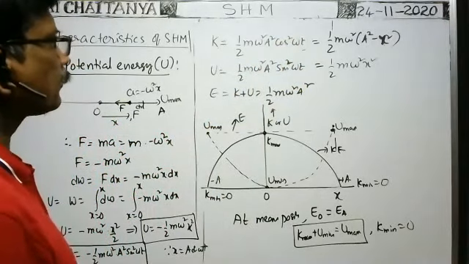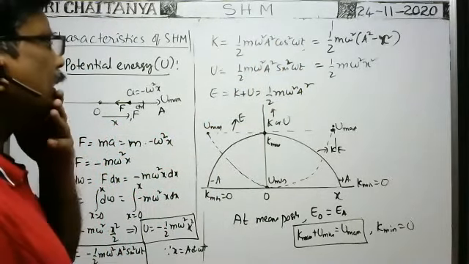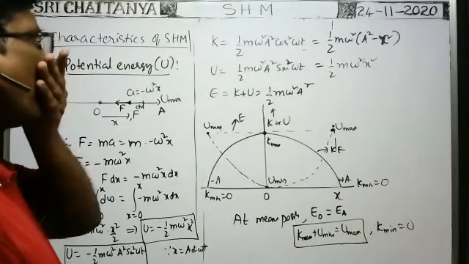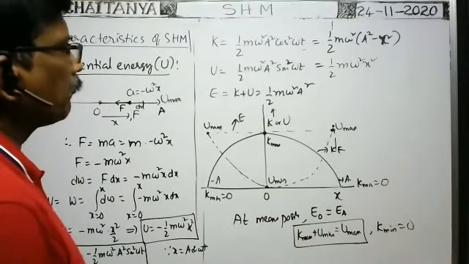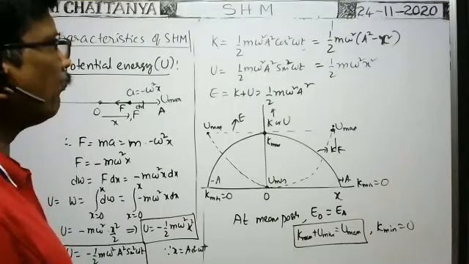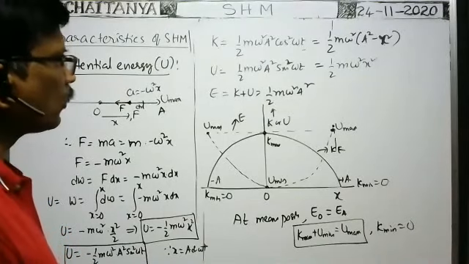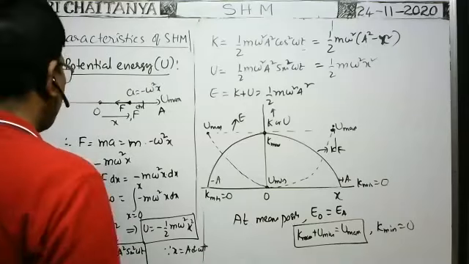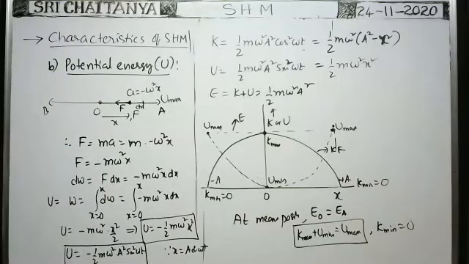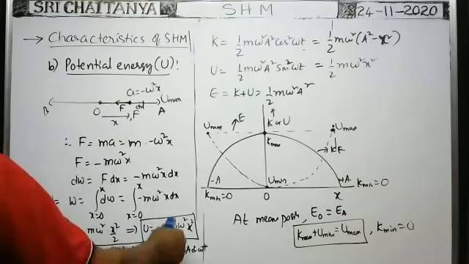Next, from this formula, what is the frequency of varying kinetic energy? And what is the frequency of varying potential energy?